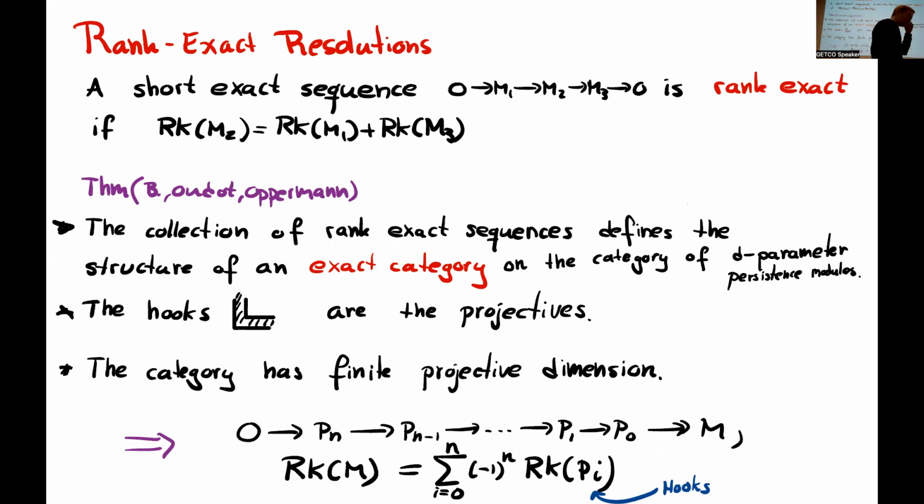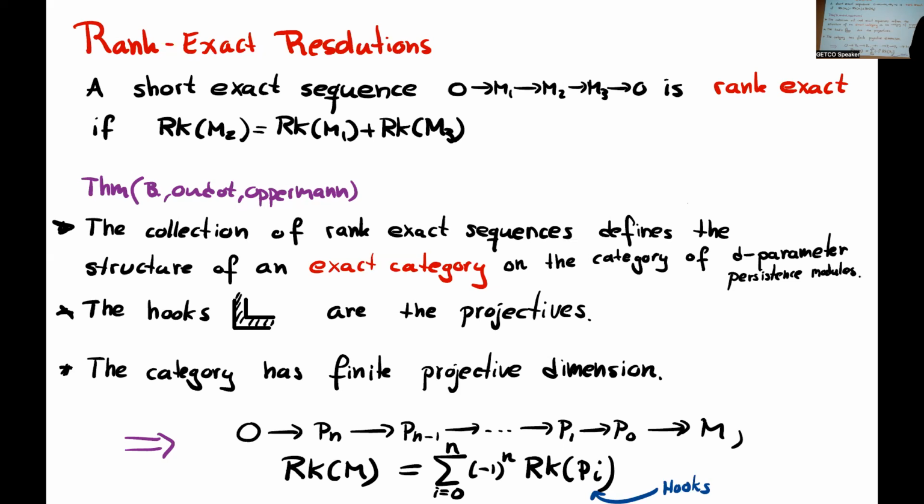So what we did is that we considered our persistence modules, and then we defined a short exact sequence to be rank exact if, of course, it's short exact, but the rank invariant of the middle module M2 is equal to the rank invariant of M1 plus the rank invariant of M3. You look at the definitions and run through the machinery, and then you prove that the collection of rank exact sequences defines the structure of an exact category on the category of d-parameter persistence modules. So this you check. There's something to check here. It's not trivial, but you can prove this.